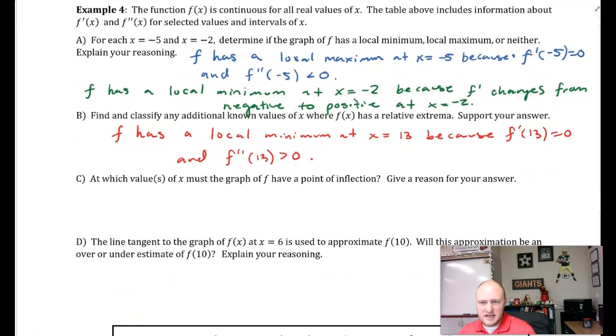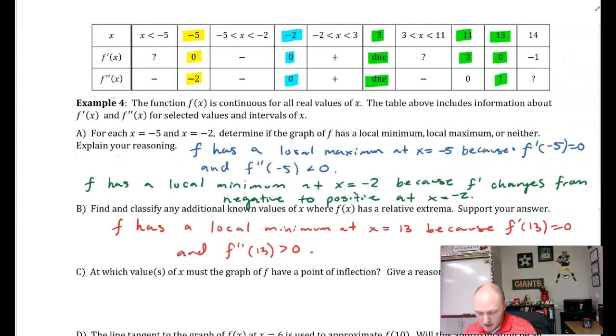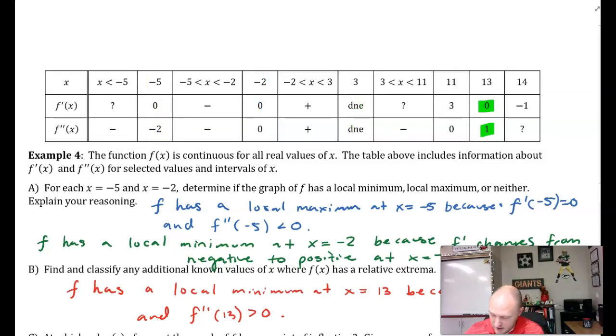All right, C, at which values of x must the graph of f have a point of inflection? Go ahead and give your reason. Well, in order to have a point of inflection, our second derivative changes sign. So I'm going to look at my chart and determine, all right, where do I change from a positive to a negative double prime?